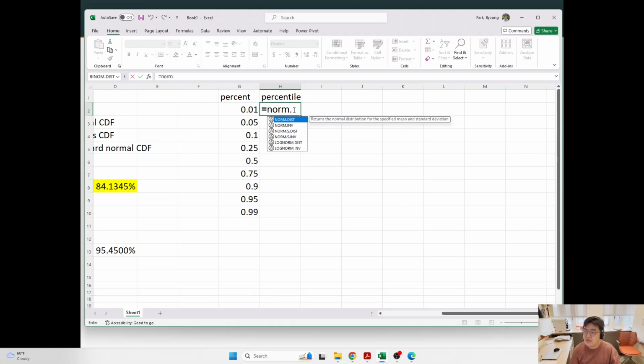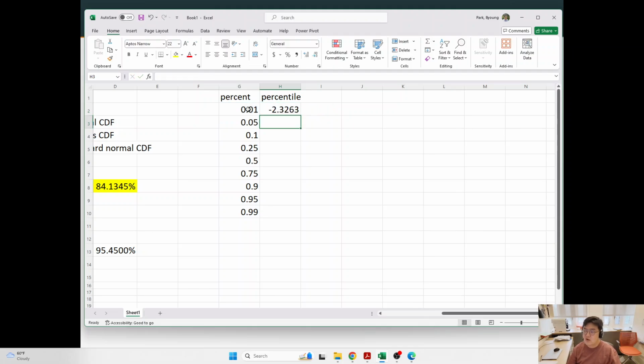How do I do that? Norm.s.inv, and just enter this probability. I will refer to that cell. Then it returns the value. So this means the CDF at minus 2.3263 equals 0.01. This is the meaning of this result. Okay, the CDF at this point equals this probability.